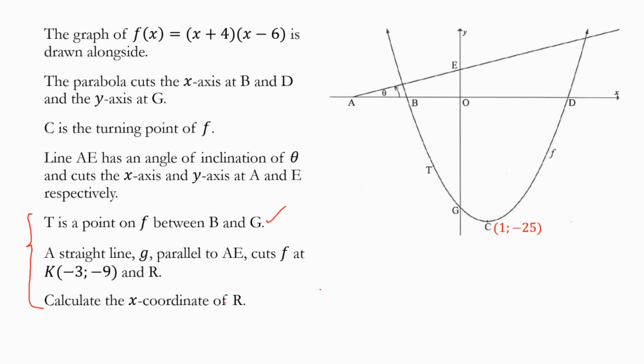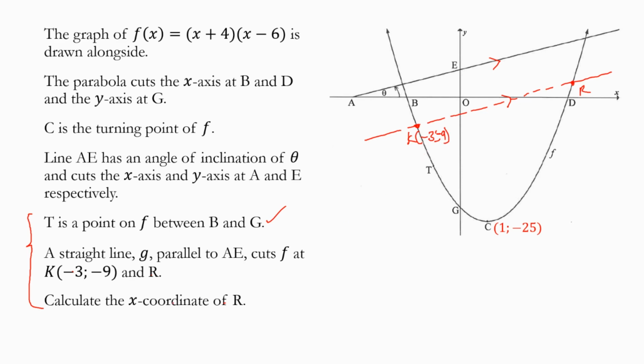Okay, so we need to have a picture of this line G. We're saying it is parallel to AE, so it means it's a line which is like this. This is line G here, which is parallel to AE. And then it cuts F at K, this is K here, and then at R, this is R there. And then we're given the coordinates of K, which is -3 for the X coordinate and -9 for the Y coordinate.